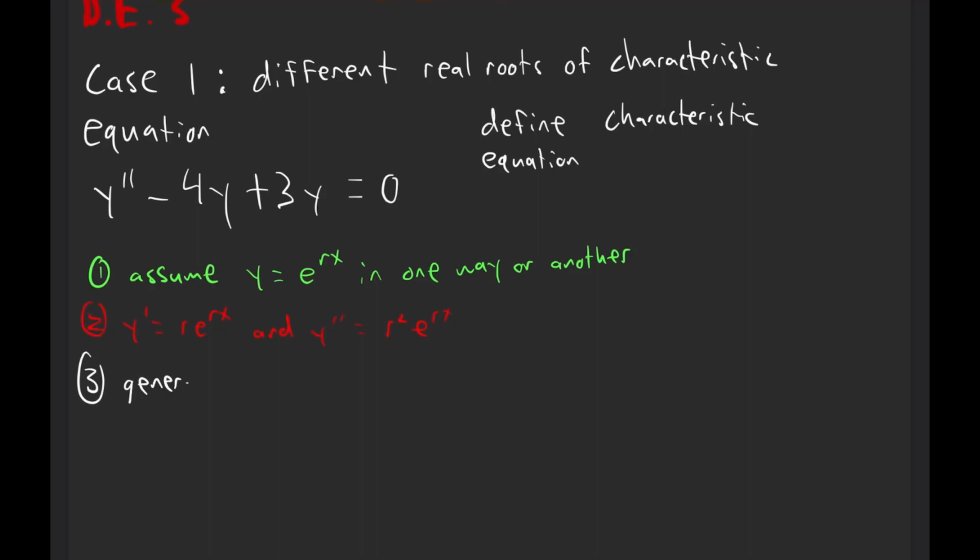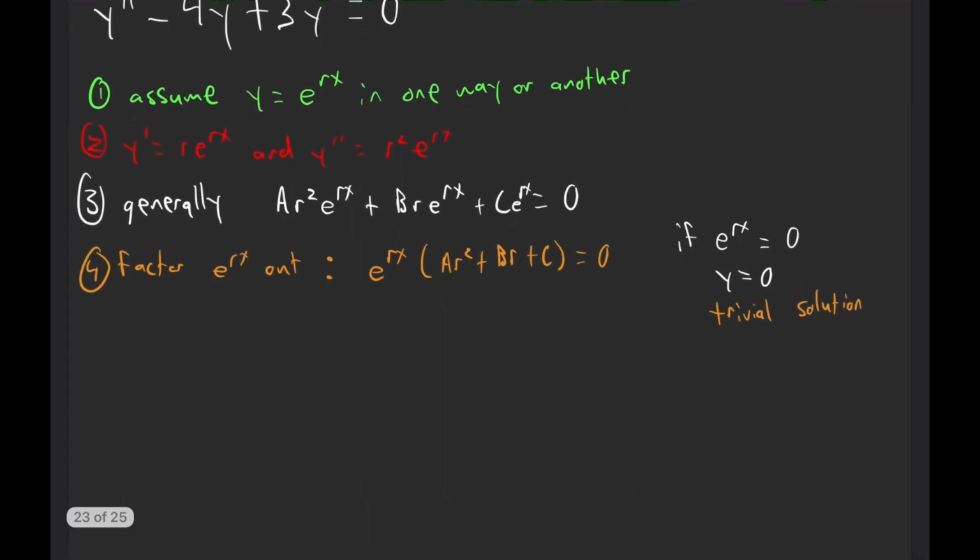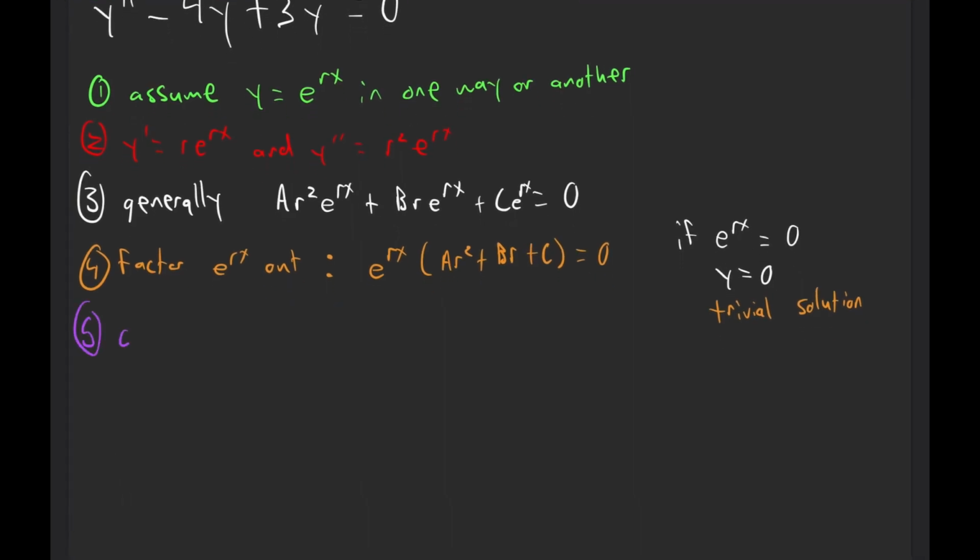And then in the most general case, we get a r squared e to the rx and then b r e to the rx and c e to the rx, and that's all going to be equal to 0 on the right hand side since it's homogeneous. And then we factor out the e to the rx to get e to the rx times (a r squared plus b r plus c) equals 0, and we note that e to the rx is what y is, so basically y equals 0 is a solution every time, but this is a trivial solution. So let's go ahead and solve for what r is, and from there we'll get something meaningful to us.